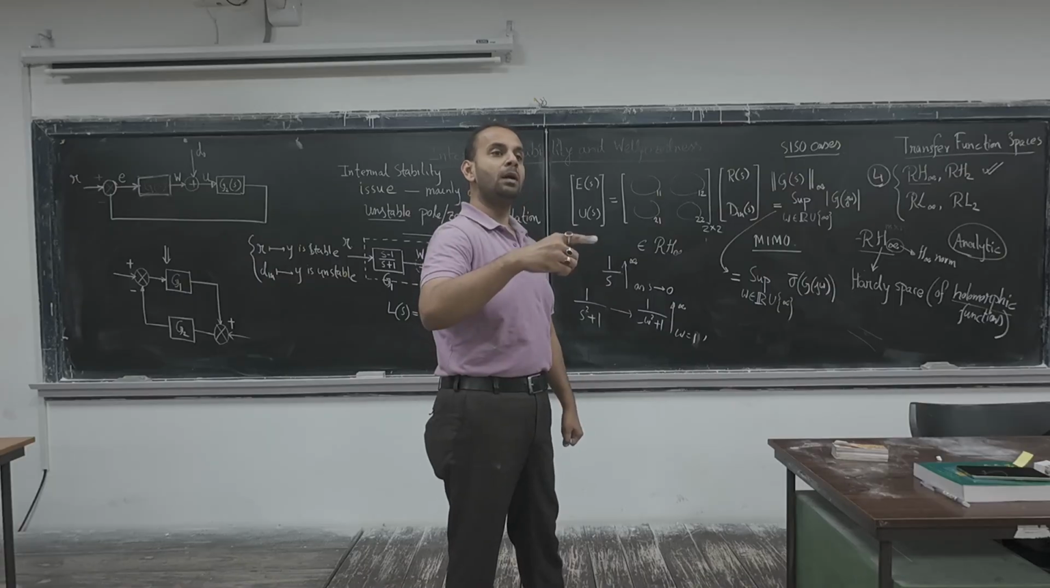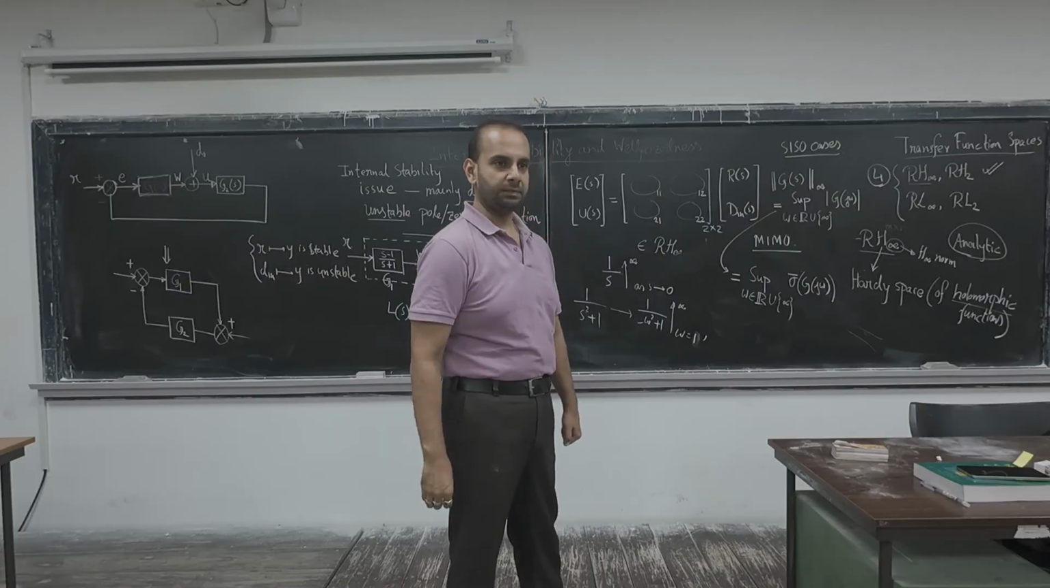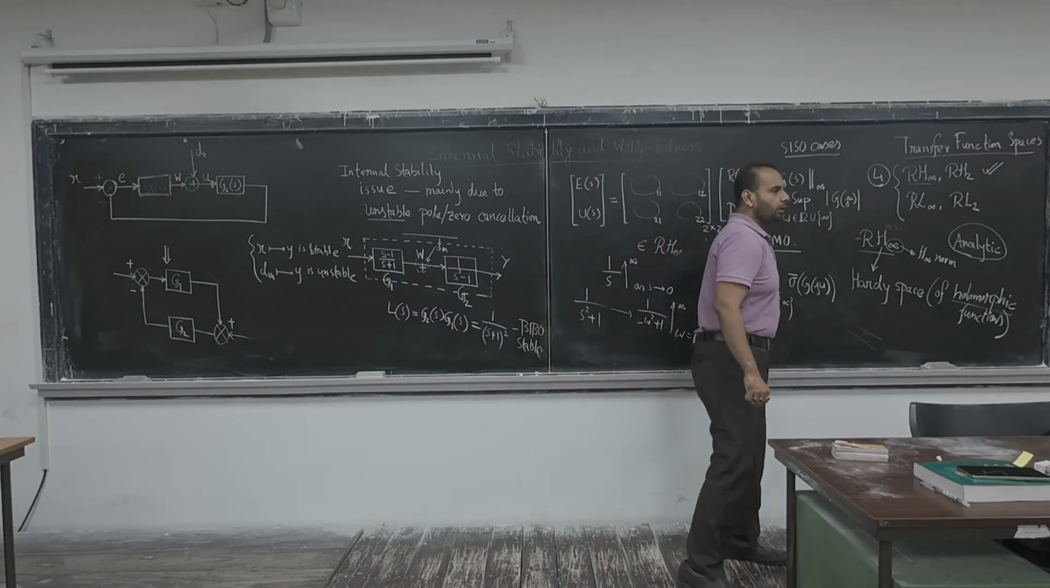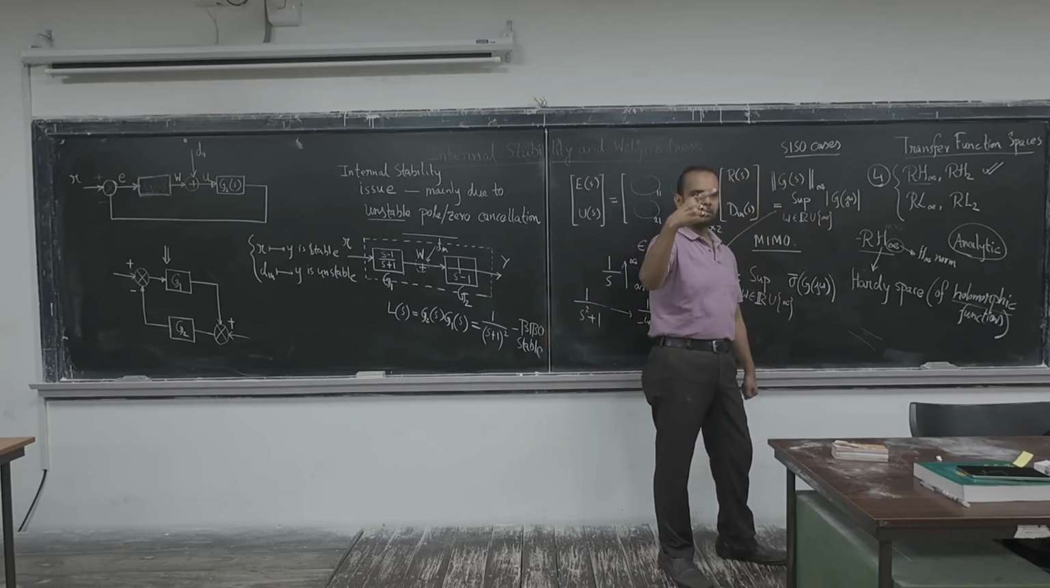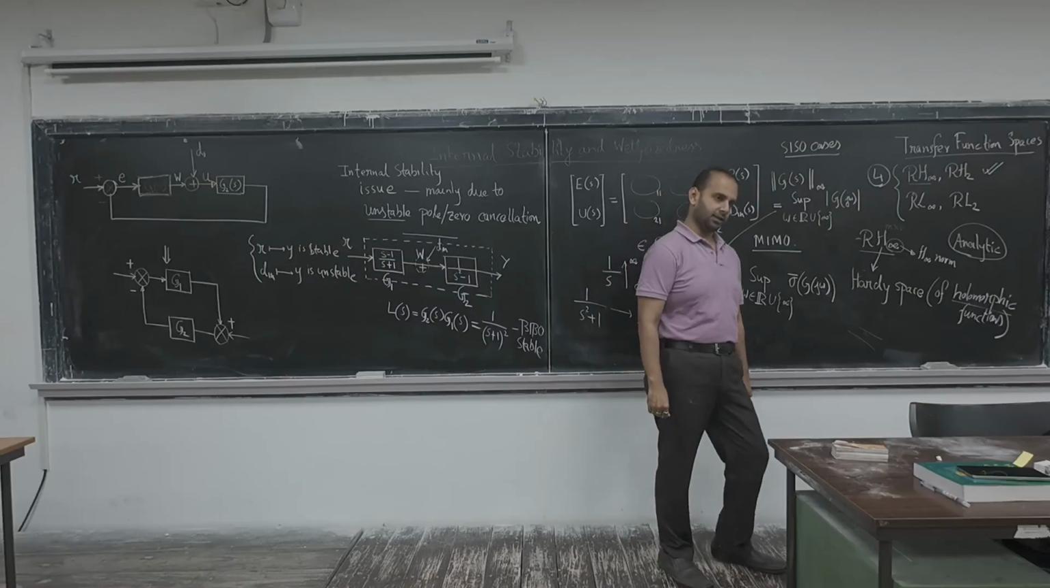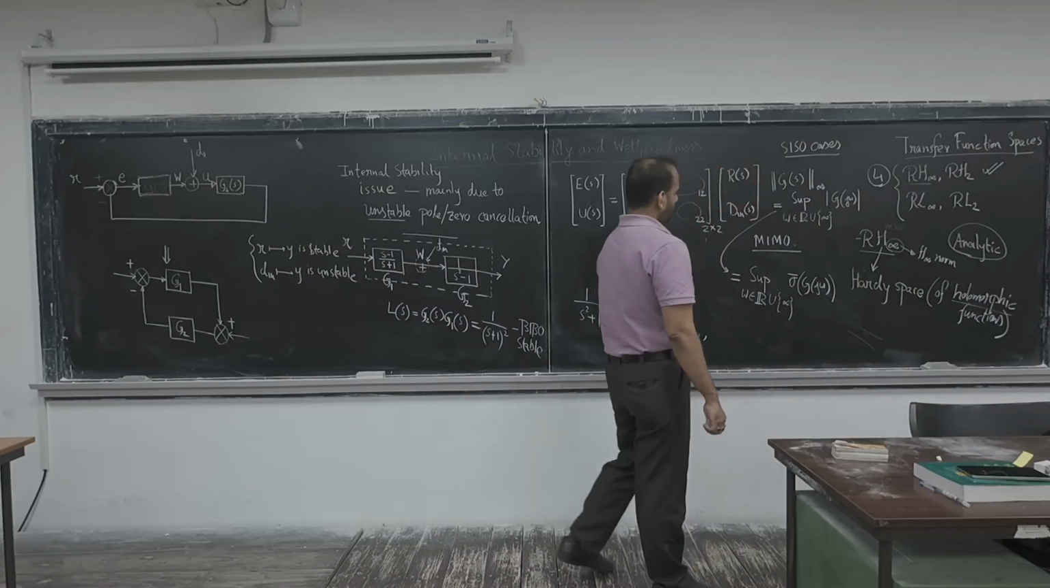That means the maximum over all omega. In the singular values you have sigma 1, sigma 2, and so on, and there will be one sigma max and one sigma bar. So the maximum over all, for a unit step, this will always be 1, right?